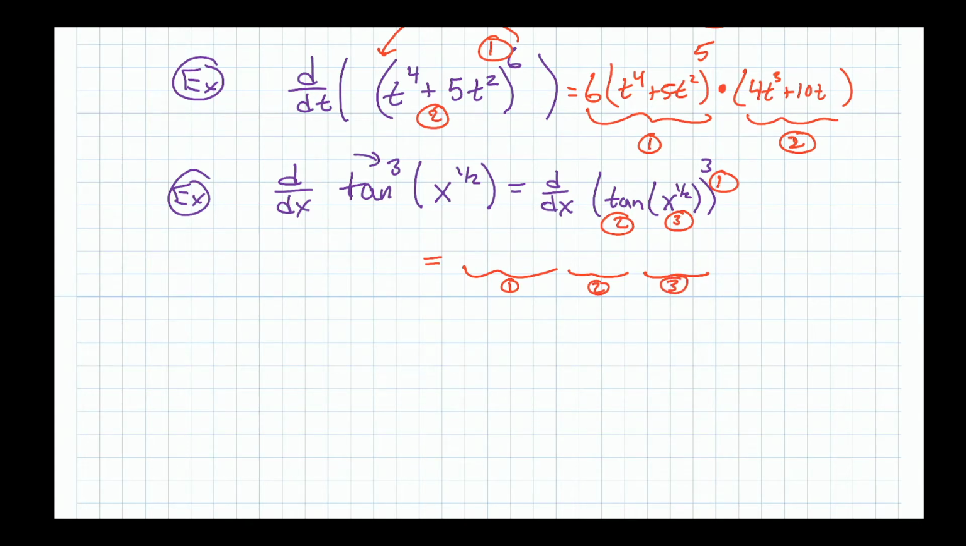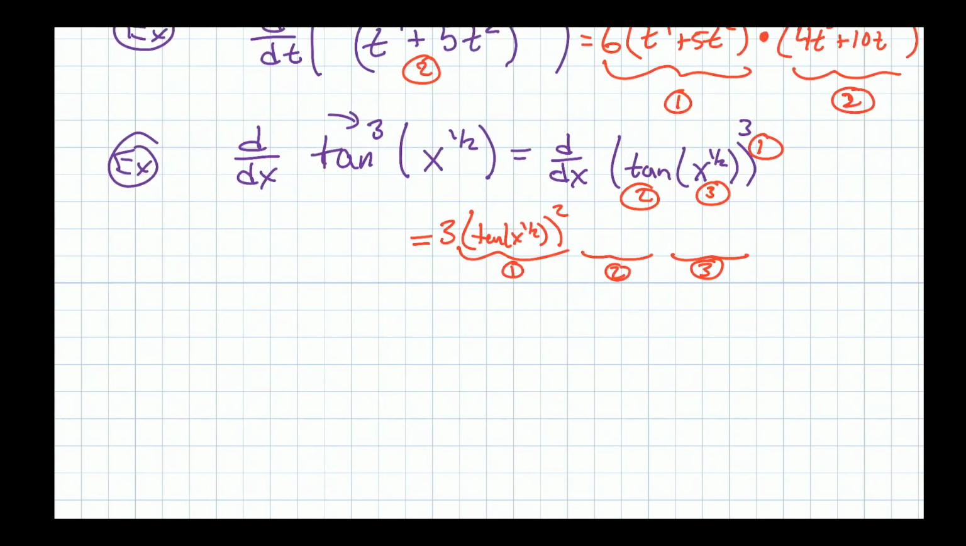So the derivative of something to the third is 3 something squared. What's inside? The same thing that was inside. So tangent of x to the 1/2. Then you have to multiply by the derivative of what's inside that. So the derivative of the tangent function is next. What's the derivative of tangent? You have to remember from the trig function lecture. The derivative of tangent is secant squared. So this is secant squared x to the 1/2.